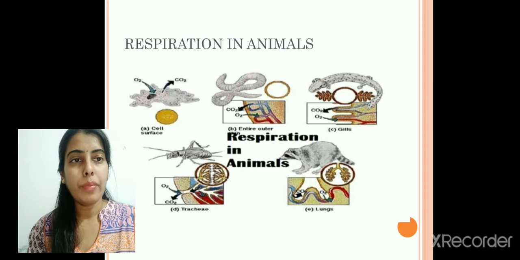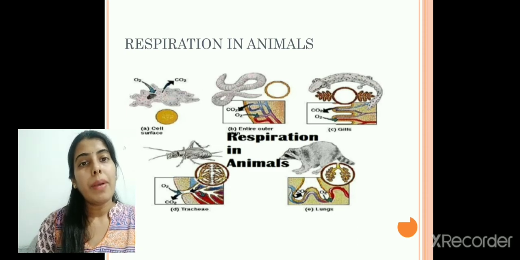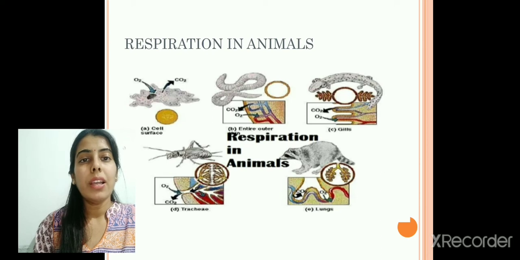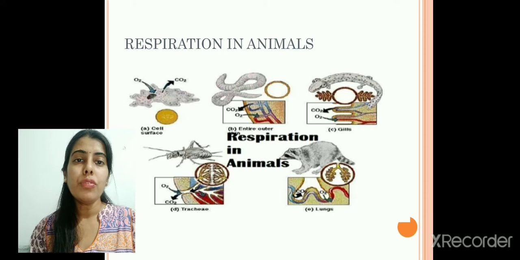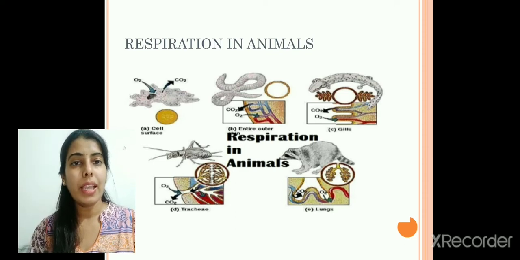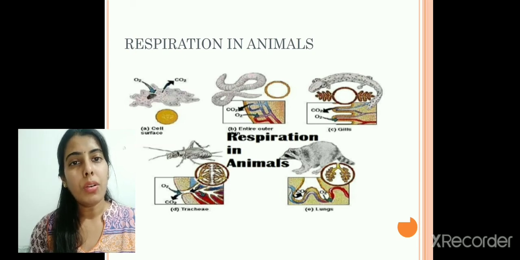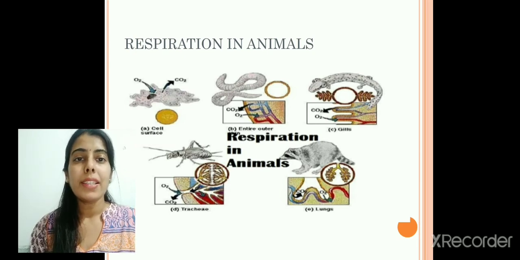Third, about fishes. The fishes do respiration by the gills. Now what happens when the water moves over the gills, the oxygen dissolved in the water is absorbed by the animal and the carbon dioxide is released into the water. So the gaseous exchange is occurring through gills.